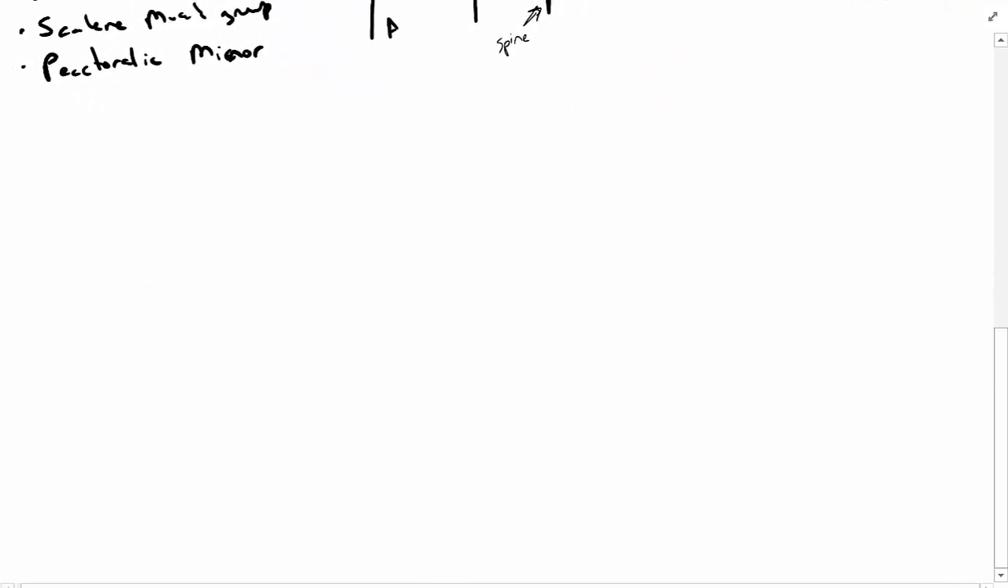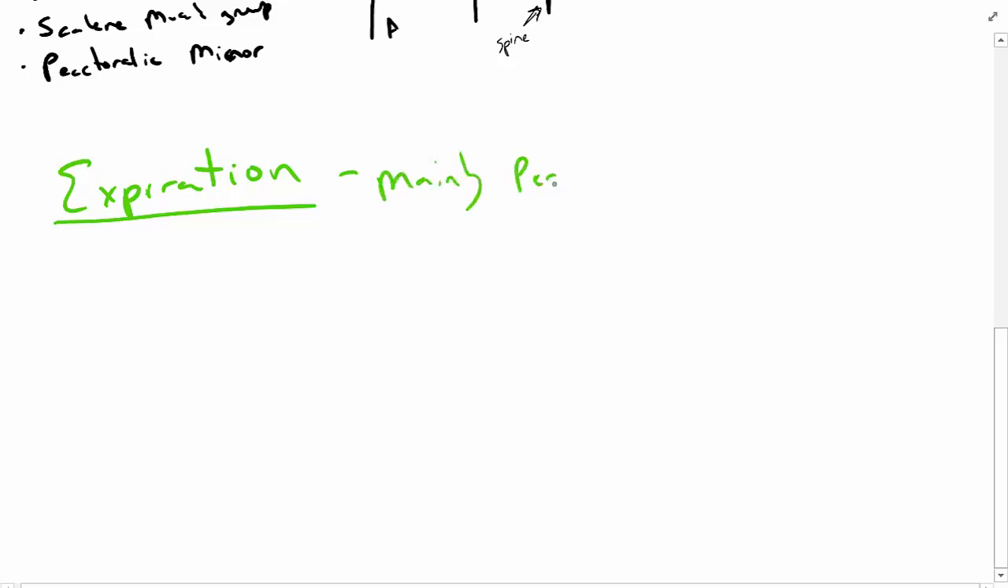Let's look at expiration. One thing to note about expiration is that it's mainly a passive process. You don't need to engage any muscles in order to exhale. All you need to do is relax the inspiratory muscles. So it's very important to note that it is mainly passive.